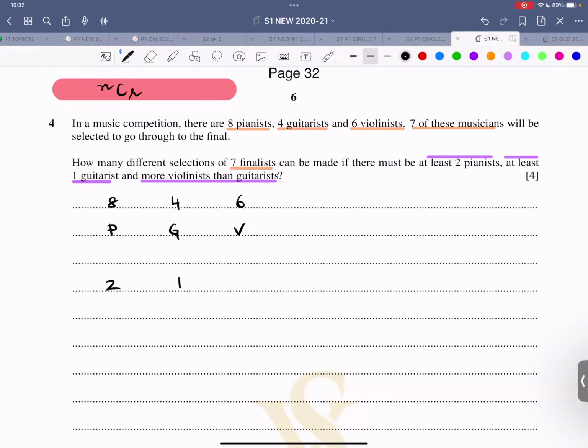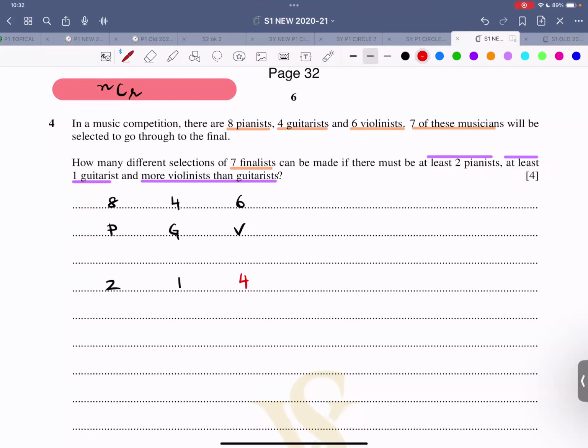And more violinists than guitarists. That means the violinists should be more than guitarists. So first of all, let me write a 4 over here. Now does 2, 1, 4 add up to 7? Yes, it does. And this is at least 2 pianists, at least 1 guitarist, and more violinists than guitarists.